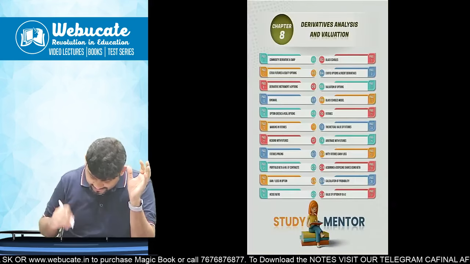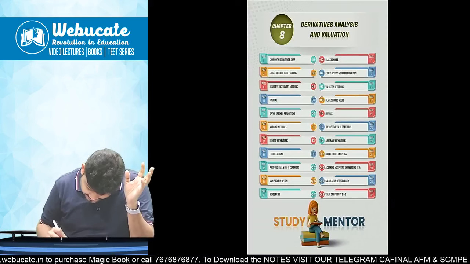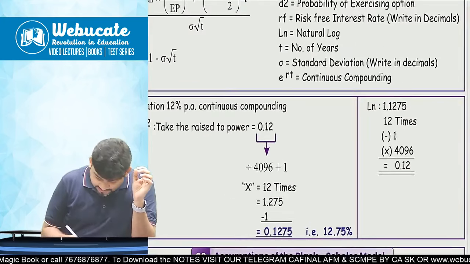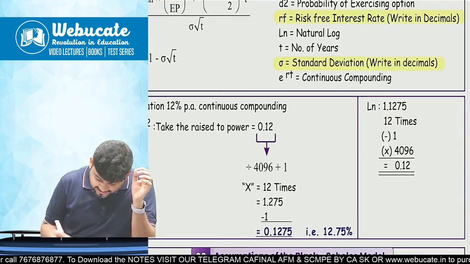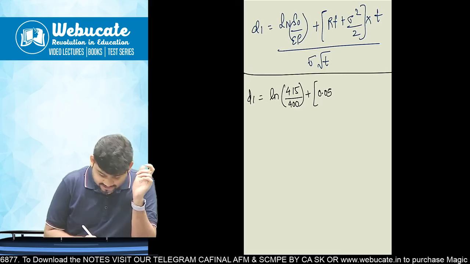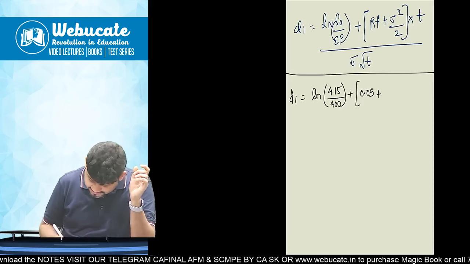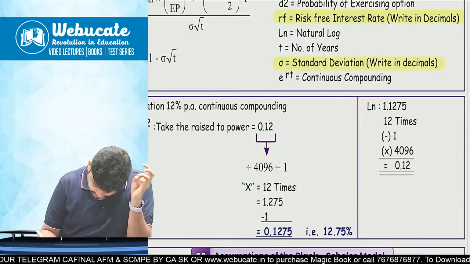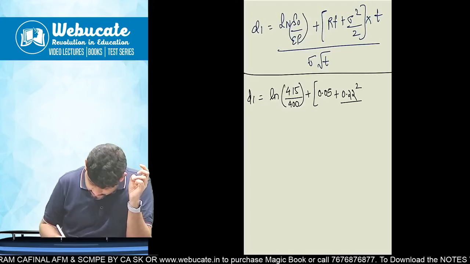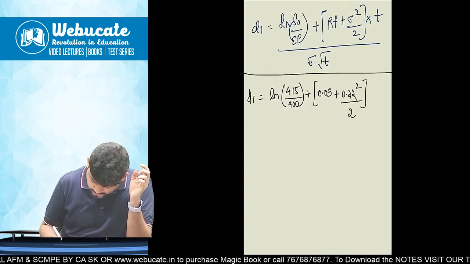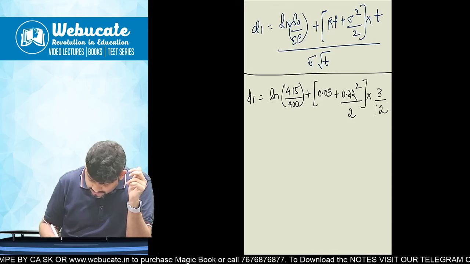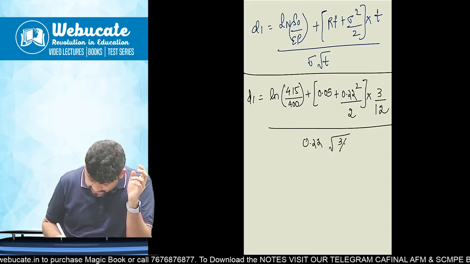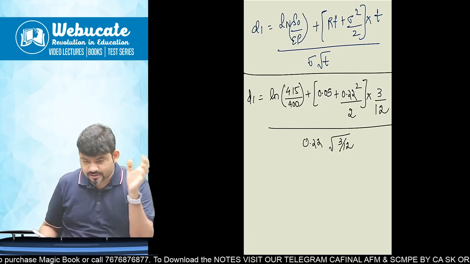If you have observed my magic book, then I have very clearly specified one thing: risk-free rate, write in decimals. Standard deviation, write in decimals. So you have to follow that. So this plus standard deviation is given as 22%, write in decimals, 0.22 square upon 2, whole into T, 3 by 12, upon 0.22 root of 3 by 12.